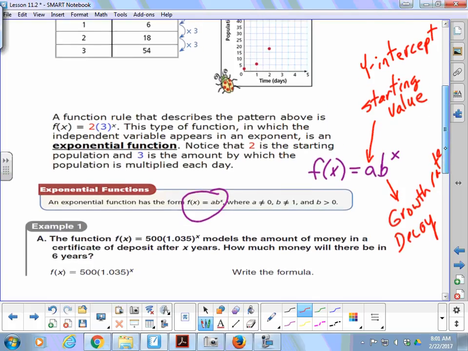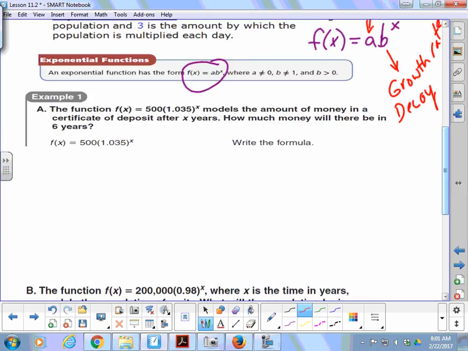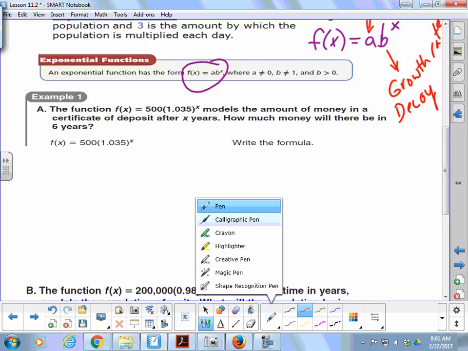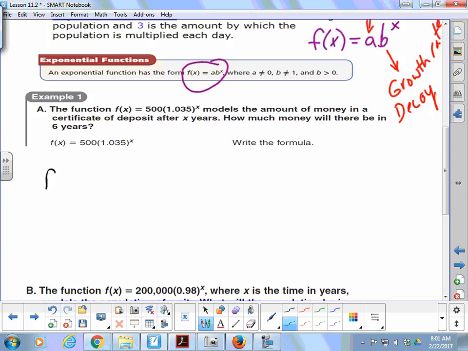First we're just going to do a couple problems where all we are doing is using our calculator just to evaluate a couple of functions. Here we have f of x equals 500 times 1.035 to the power of x. This amount is the amount of money in a certificate of deposit after x years. How much money will there be in 6 years? All we're going to do is basically put that in our calculator. We want to find after 6 years, so we're trying to find f of 6, and that just means that we're replacing x with 6.